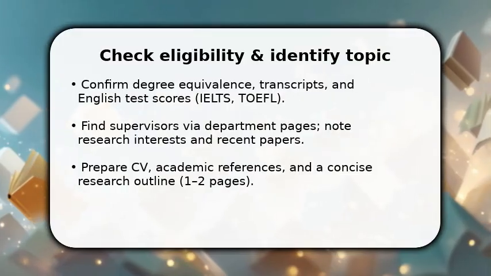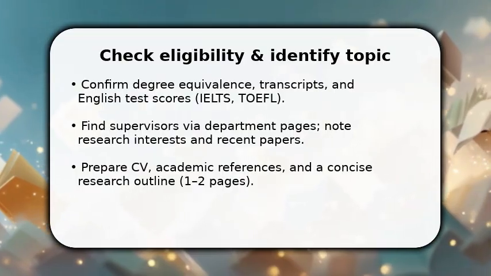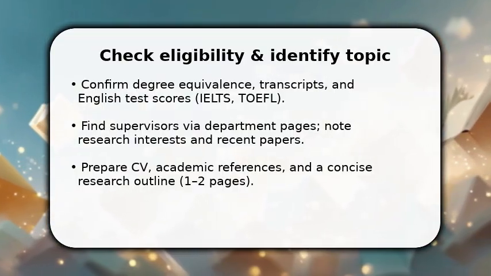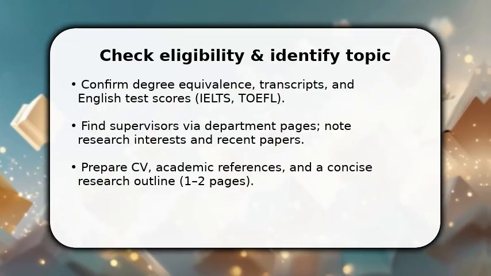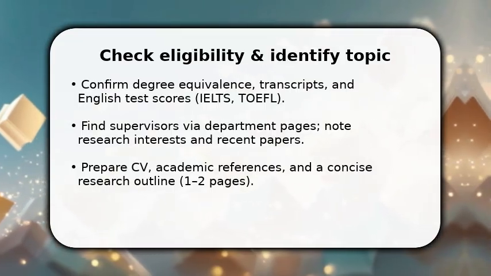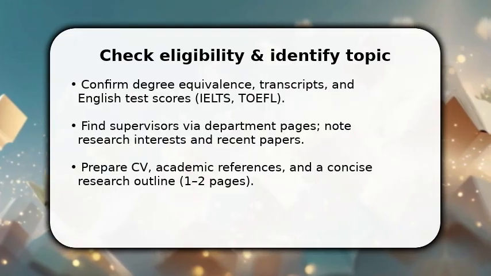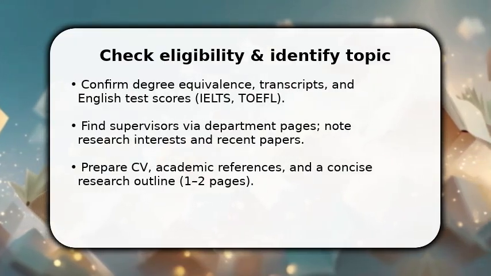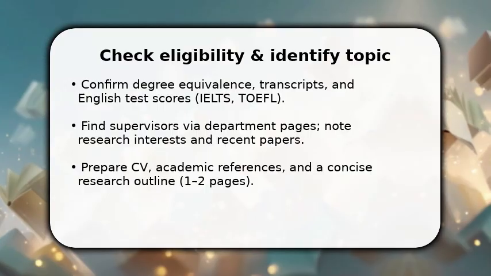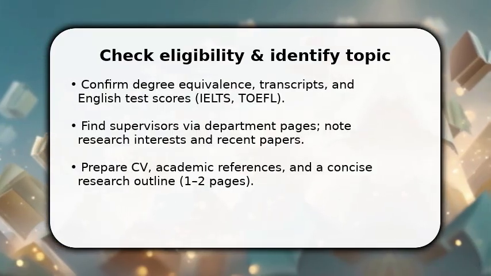You start by confirming eligibility. Check degree equivalence, required transcripts, and minimum English scores. This saves time later. Simultaneously, search departmental staff pages to identify 2 to 3 potential supervisors whose recent work matches your idea, because direct fit raises acceptance odds.